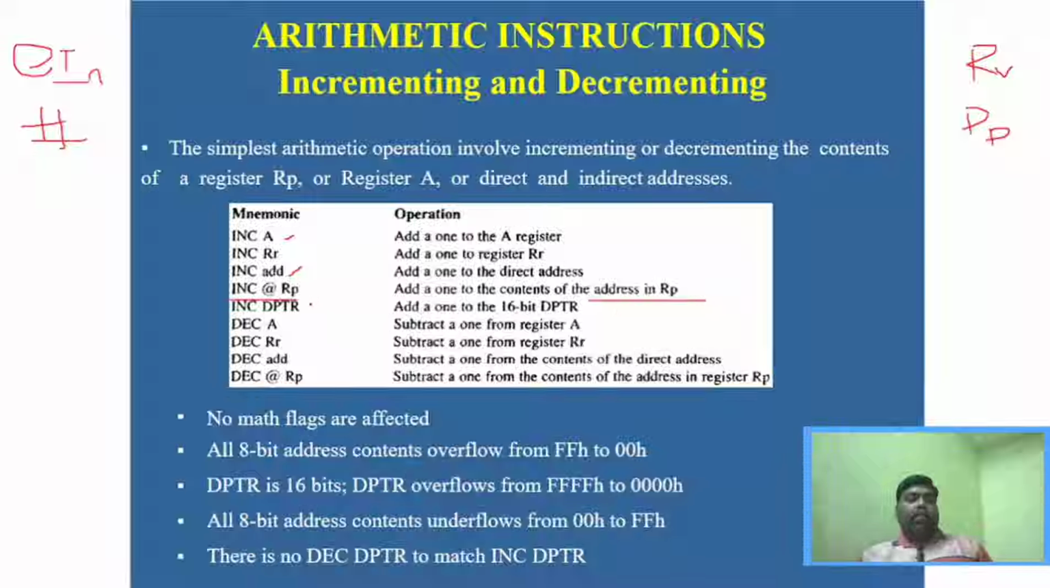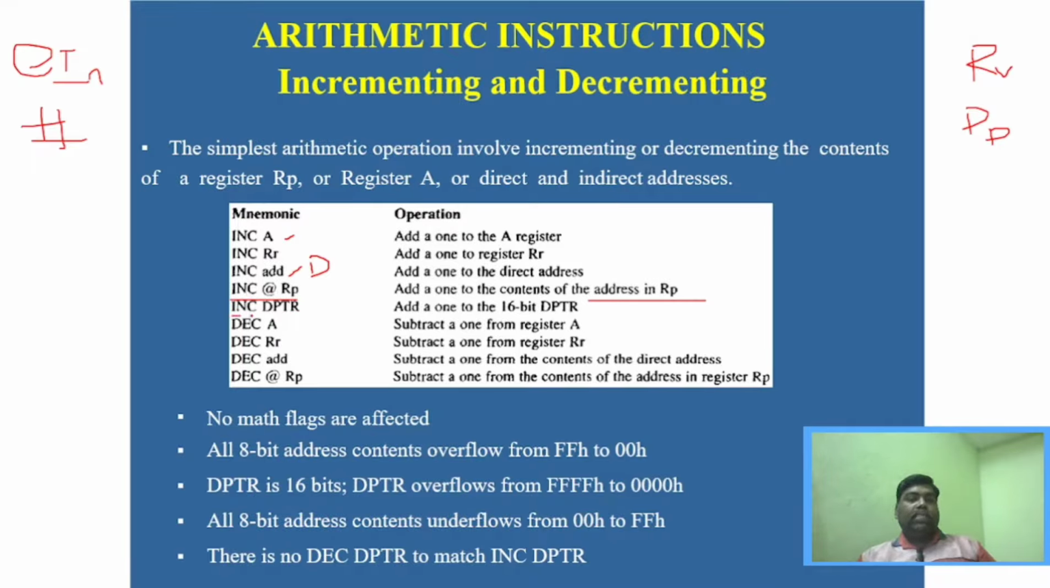Similarly, here this is direct, that is, we are giving the address directly, but here we are giving the address at the RP. To get the address, the microcontroller will go to RP and check it out. But this instruction will directly increase the address value. This instruction will increase the value which is present in the RP.